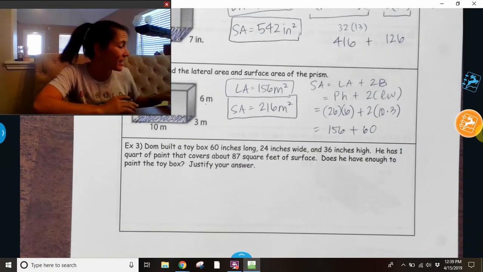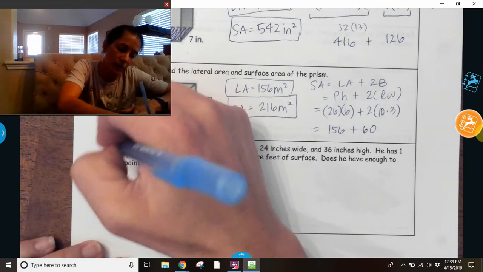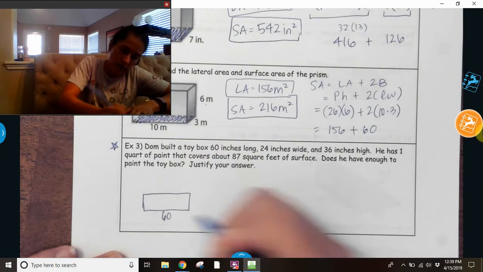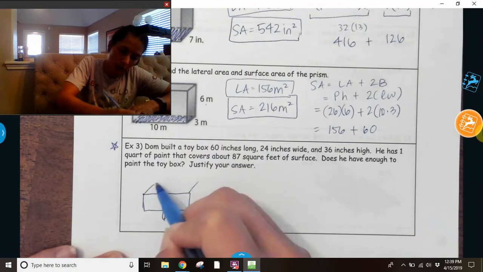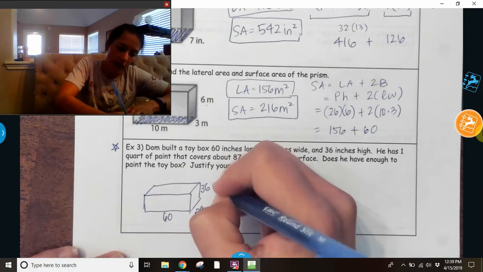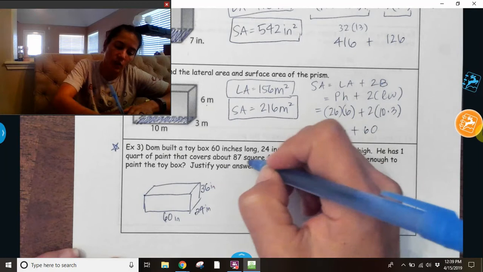All right, example 3. Dom built a toy box 60 inches long, 24 inches wide, and 36 inches high. He has 1 quart of paint that covers about 87 square feet of surface. Does he have enough to paint the toy box? Justify your answer. All right, so we got a multi-step problem here. First, let's draw a diagram. So we have 60 inches long, 24 inches wide, and 36 inches high. It's a toy box. He has 1 quart of paint that covers 87 square feet.